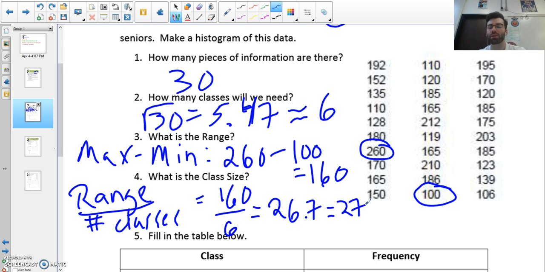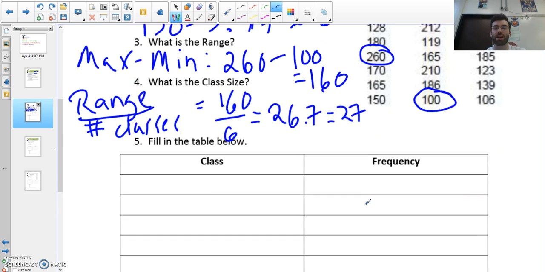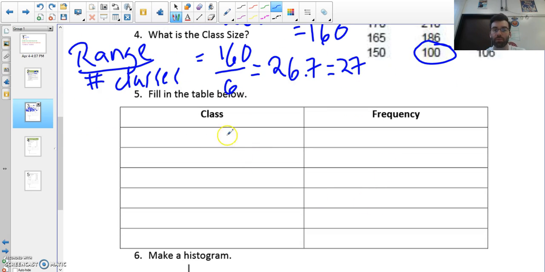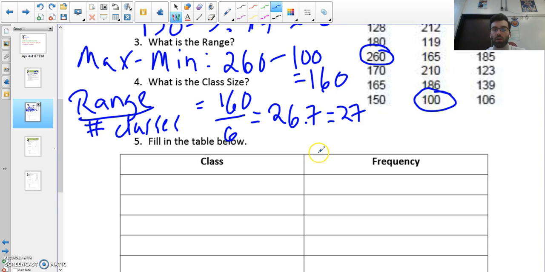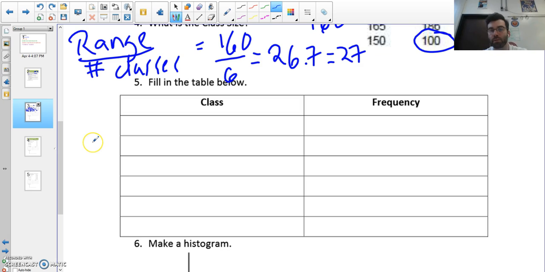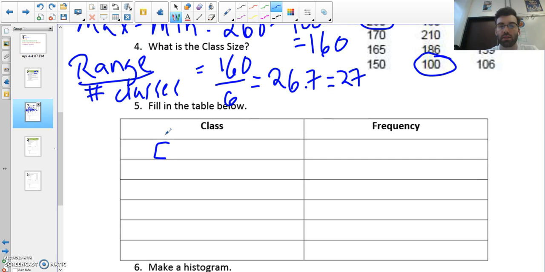So what are these class sizes? When we make our table, the classes are what we write on our table here. Sorry about that noise. A class helps us organize our information. A class size is how our information, our data, is being organized.